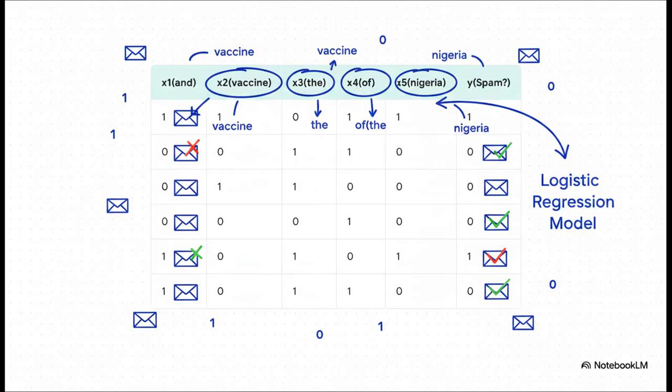So this is what we're working with. This is our training data. We've taken a few emails and basically just checked for 5 specific keywords. It's super simple. If an email has the word vaccine, it gets a 1 in that column. If it doesn't, it gets a 0. But the most important column here is y. That's the answer key. A 1 means, yep, it was spam, and a 0 means, nope, it was a normal email. This is the exact data our model is going to learn from.